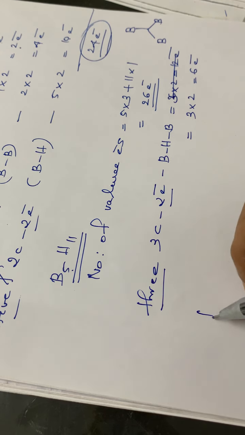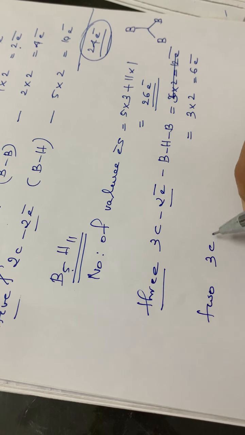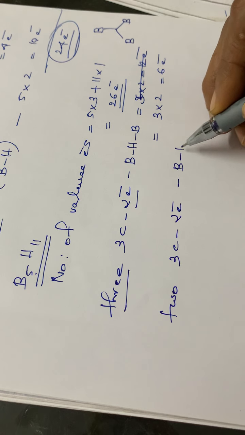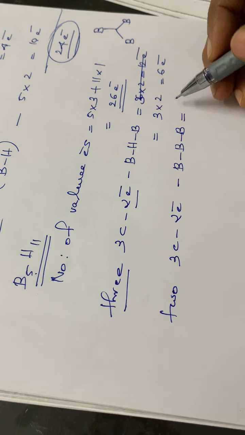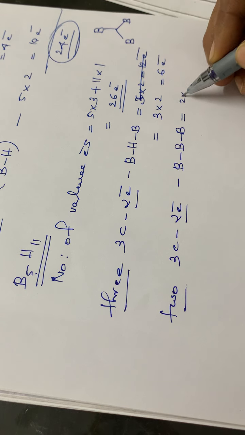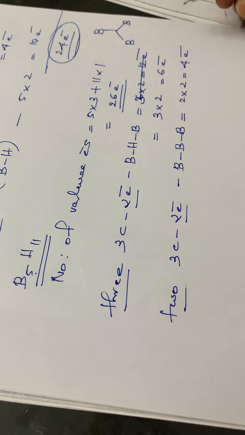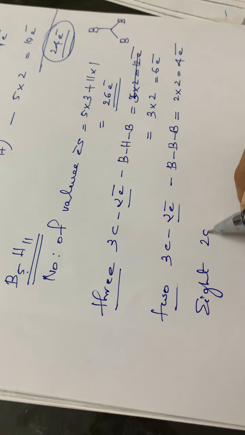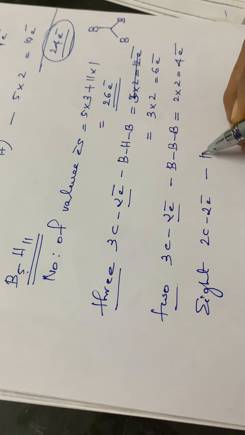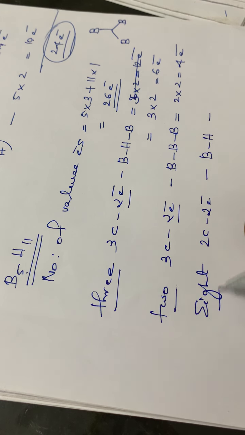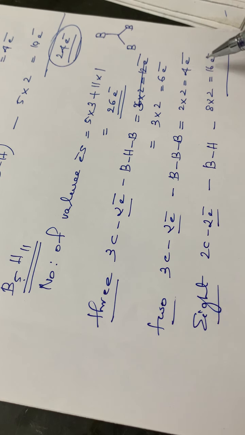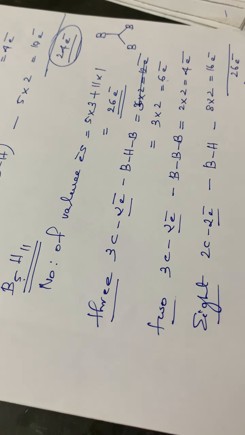Then the next is 3 center 2 electron bonds. That is the BBB bond. That is equal to 2 into 2. That is equal to 4 electrons. Then the next is 8 2 center 2 electron bonds. That is the BH bonds. That is equal to 8 into 2, that is equal to 16 electrons. So 16 plus 10, 26 electrons. In total, 26 electrons. Okay.